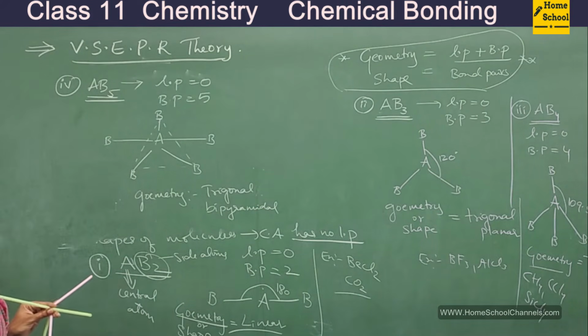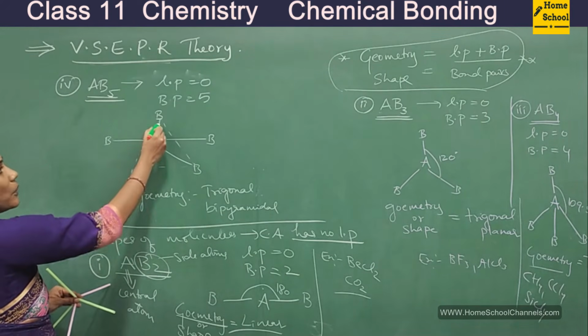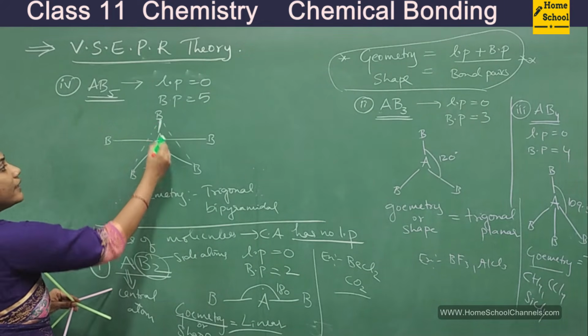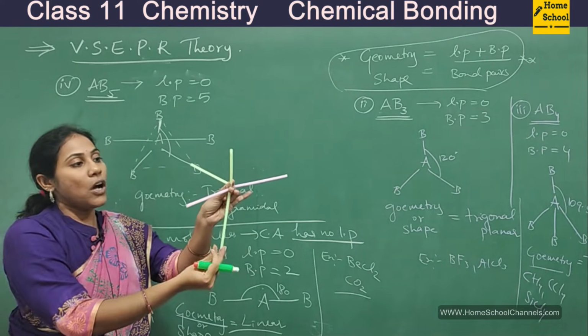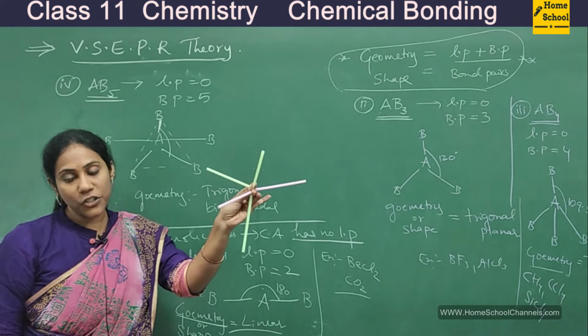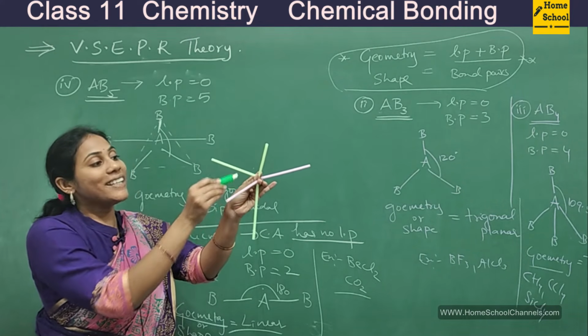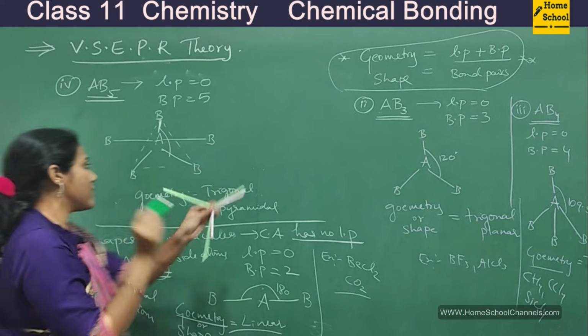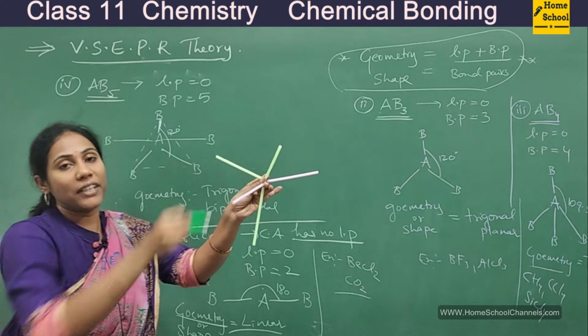Okay, so now can you decide the bond angle here? See, what is the bond angle between this bond and this bond? The three green straws are triangular. They are in the shape of a triangle. So what may be the bond angle between any two green straws? The bond angle is 120 degrees because they are in the shape of a triangle.